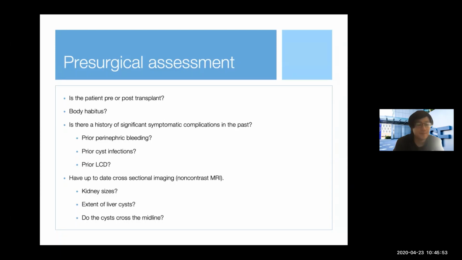So if you have a right kidney and the cysts cross the midline, that is going to significantly increase your degree of difficulty. So early on in your experience, those are probably not the patients that you want to start with.